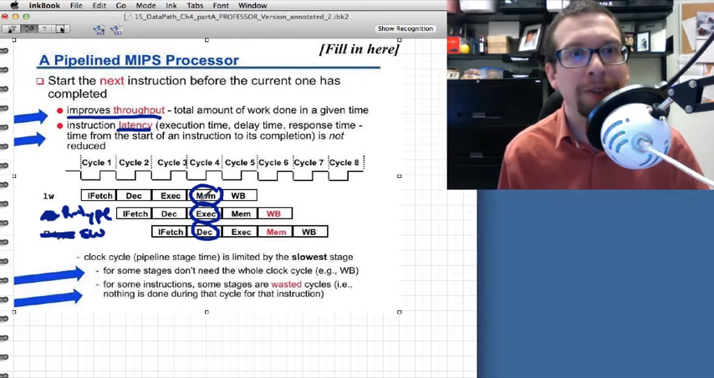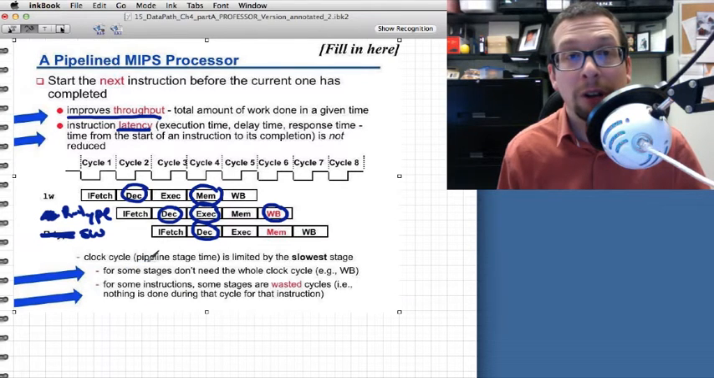If they are time shared effectively, the clock cycle, or the pipeline stage time, is limited by the slowest stage, and each one of these is a stage. So this is a stage right here, that's a stage right there, and this is a stage right here. For some stages, they don't need the entire clock cycle, so some stages will require half a clock cycle. And for some instructions, some stages are wasted cycles. Nothing happens in a particular stage at all, and we have to wait for something to happen. And that happens as well.